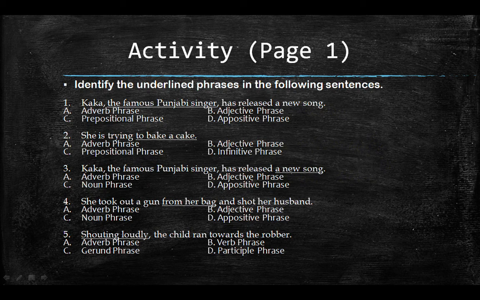This activity consists of 2 pages, page 1 and page 2. There are 10 MCQs. Phrases in these 10 MCQs have been underlined. You'll read the sentences carefully, take your time, and approach these phrases from all possible angles before making a choice. And pause the video here, first on page number 1 and then on page number 2.